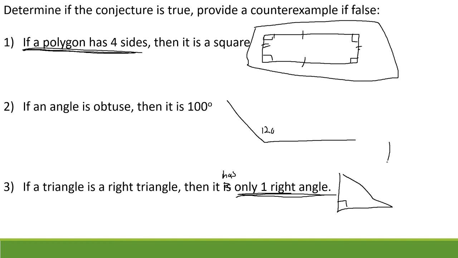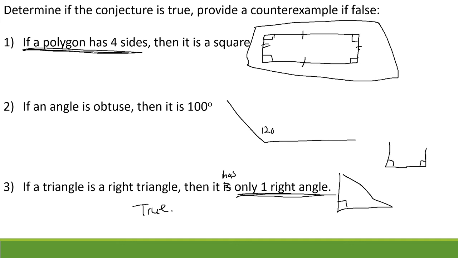So here's a right angle here. Here's a right angle here. I'm already at 180. If I try to make a third angle here, I'm going to have more than 180 degrees, and that's going to break the rule for triangles. So this one actually is a true statement. This conjecture is true because there is no way to draw a triangle, a right triangle, with more than one right angle.